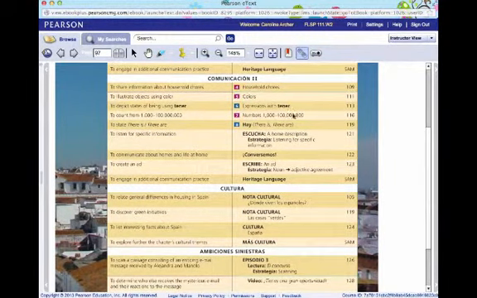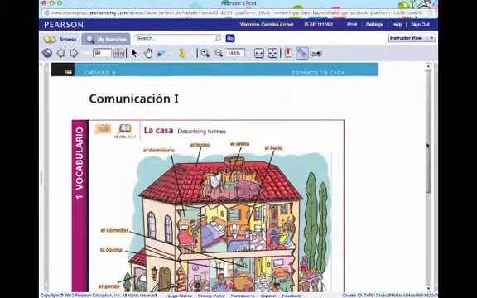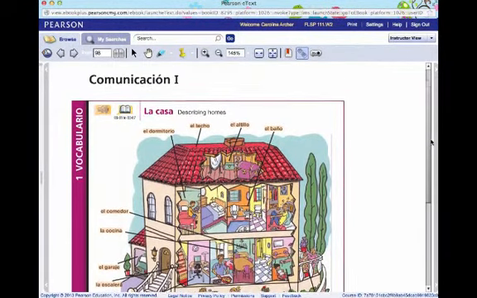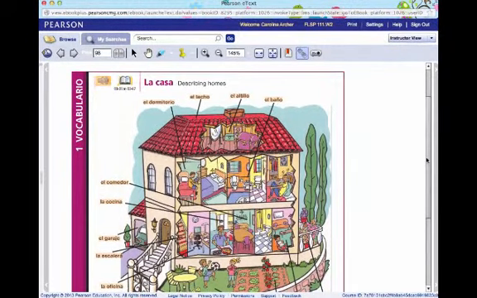Okay, numbers, we're gonna keep going up, and then we're also going to work a little bit with the expression hay. When you describe a house, you want to describe what there is or there are in different rooms, so we're going to work with that expression. Okay, so the first thing we do in each chapter is go over some vocabulary that we will need to form different sentences, and put together the vocabulary with the verbs and adjectives and different things like that. So this vocabulary for la casa.